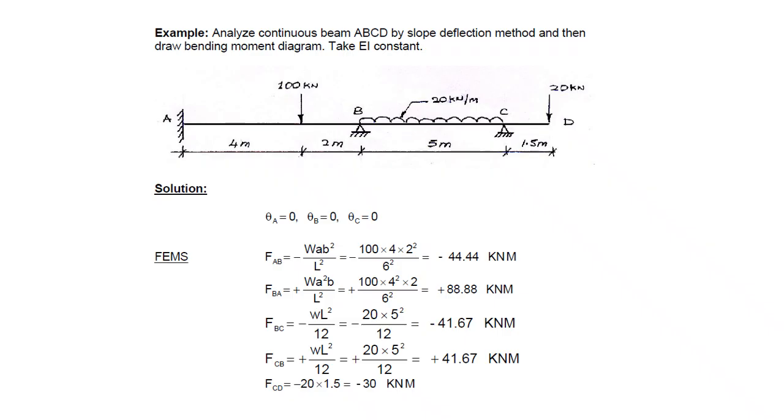So now we can see a continuous beam with three spans, namely AB, BC and CD. In AB, one end is fixed and the other end is hinged. It is supporting a concentrated load of 100 kilonewton. Span BC is 5 meter length. It is completely loaded with UDL, and span CD is overhanging, and it is provided with a 20 kilonewton load at the end. So this is a continuous beam.